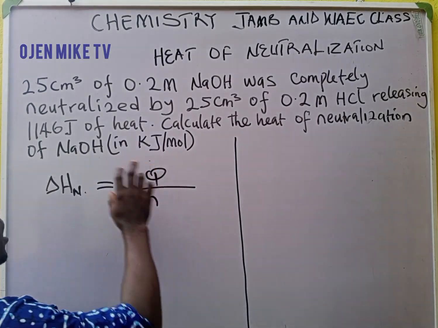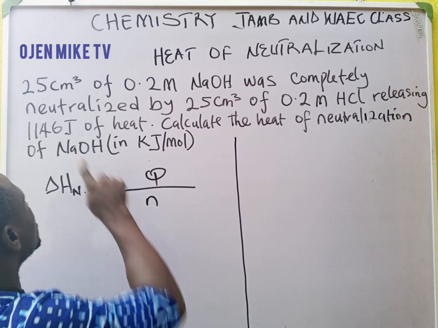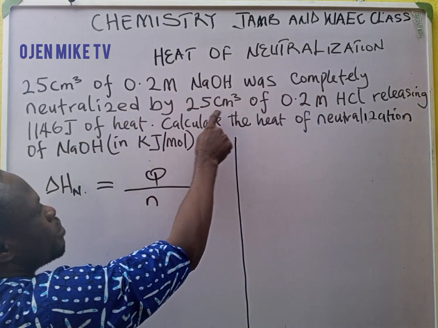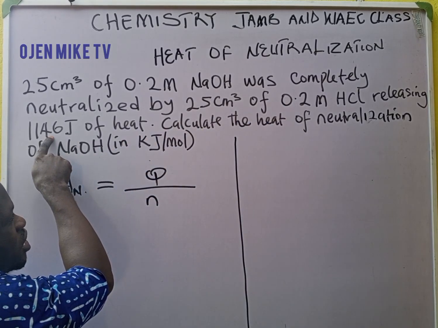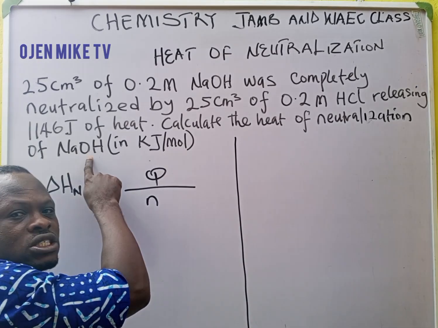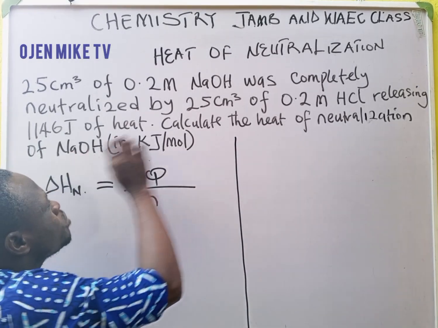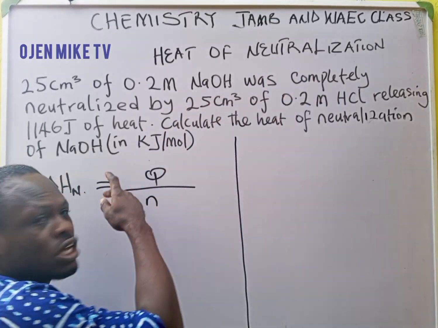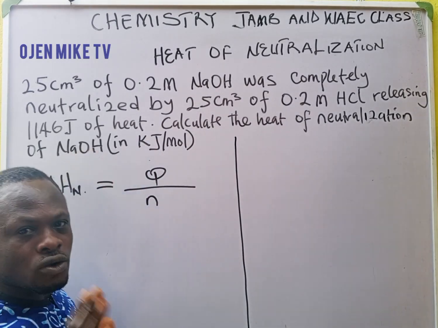Now, what are we asked to find? Please do well to read the question very well. 25 cm³ of NaOH was completely neutralized by an acid, releasing heat. Calculate the heat of neutralization of NaOH, sodium hydroxide. You don't have any business with the acid. If they ask you for the acid, you use the same method, but since they are asking for this one, that is the one you are going to use.